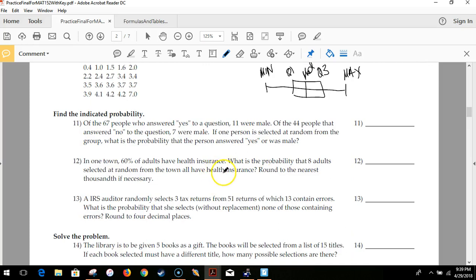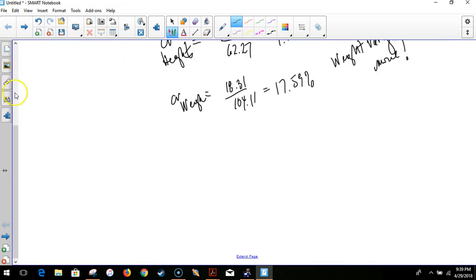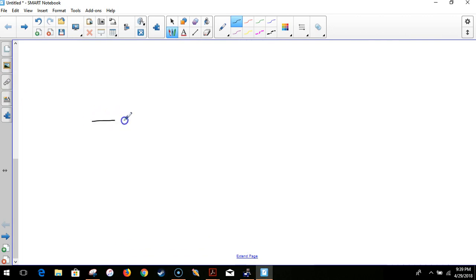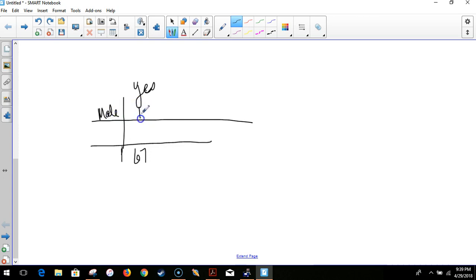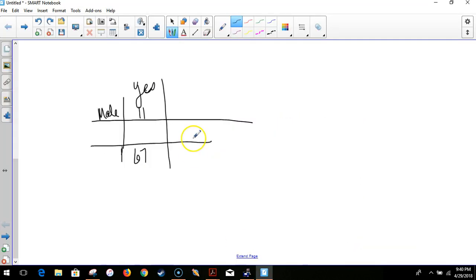Number 11. Of 67 people who said yes to a question, 11 were male. So I'm going to start it out like this. People who said yes to a question, there were 67 of them. 11 were male. Of the people who said no to the question, there were 44 people that said no, and 7 were male. So here's my no. 7 were male.